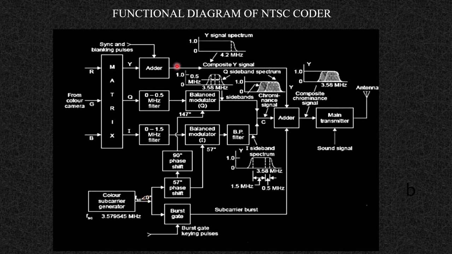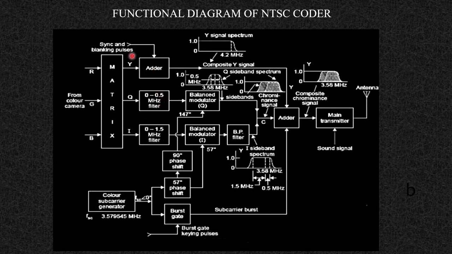Now the functional diagram of the NTSC coder. What are we transmitting? We are transmitting Y, Q and I. You take the picture, or the colors, from the color camera. It gives RGB, the basic colors, which you give to the matrix. You generate the luminance signal out of it, then the quadrature or Q component, and the I component. We know the I component sensitivity is more than the Q component, so it is allowed to go up to 1.5 megahertz, and the Q component up to 0.5 megahertz.